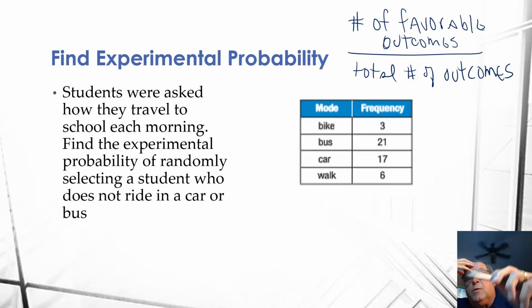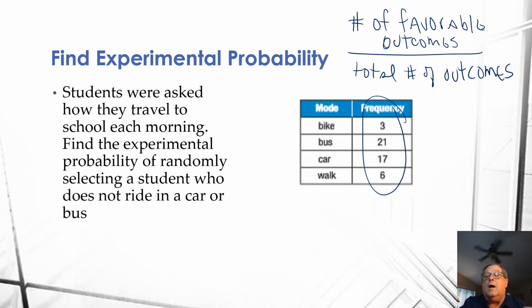And I see this frequency side of this table. And if I add all that up, that would be the total number of outcomes. So let's see. Well, 3 and 17 is 20. 20 and 21 is 41 plus 6. Then you have to use a calculator, so that's 47. So there's a total of 47 students asked.